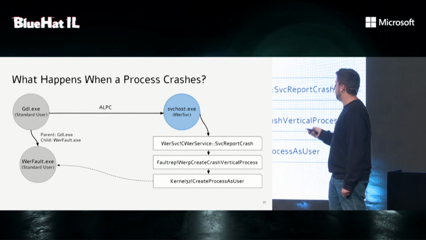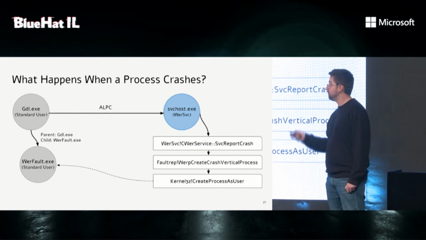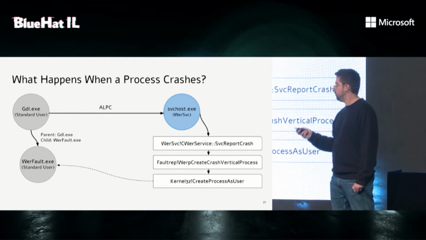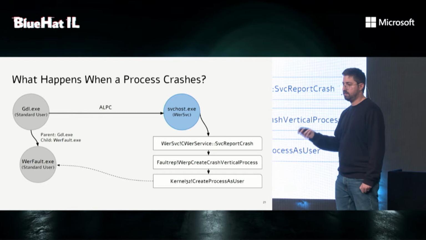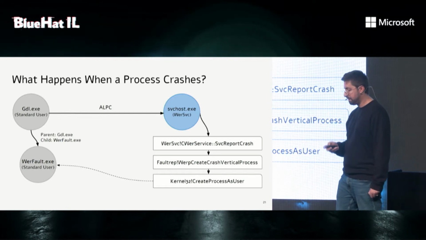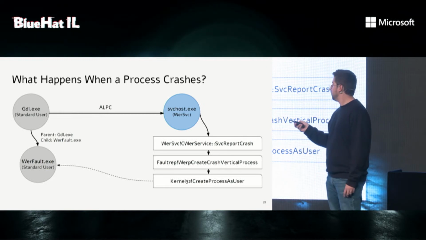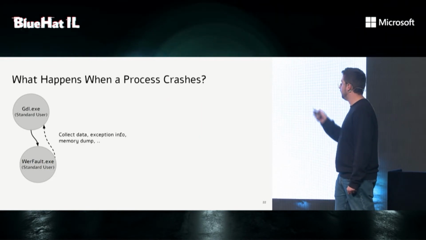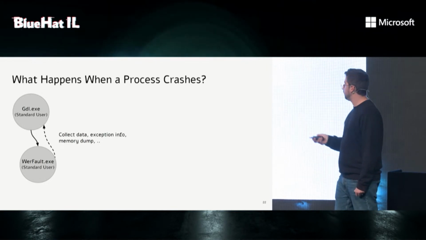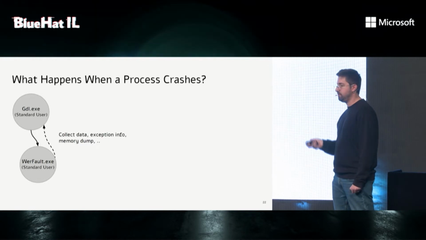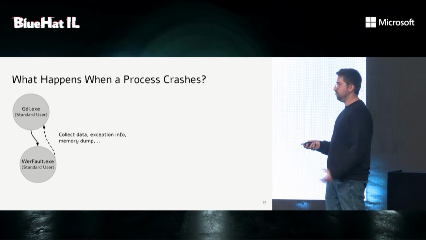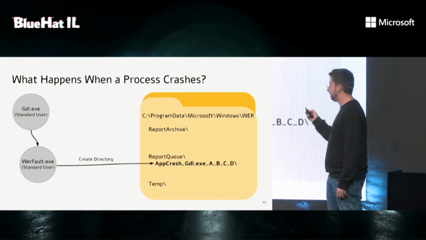The second thing is that WerFault is actually created as a child process of the crashing process, gdi.exe, and not of WerSvc. There are certain arguments you can pass in the CreateProcess API in the startup info that allow you to create processes as children of others. Anyway, once WerFault starts, it will do the actual work of collecting the data regarding the crashing process. This includes the list of loaded modules, the exception info, a memory dump, and so on. And once it has finished and finalized the report, it will write it to disk.